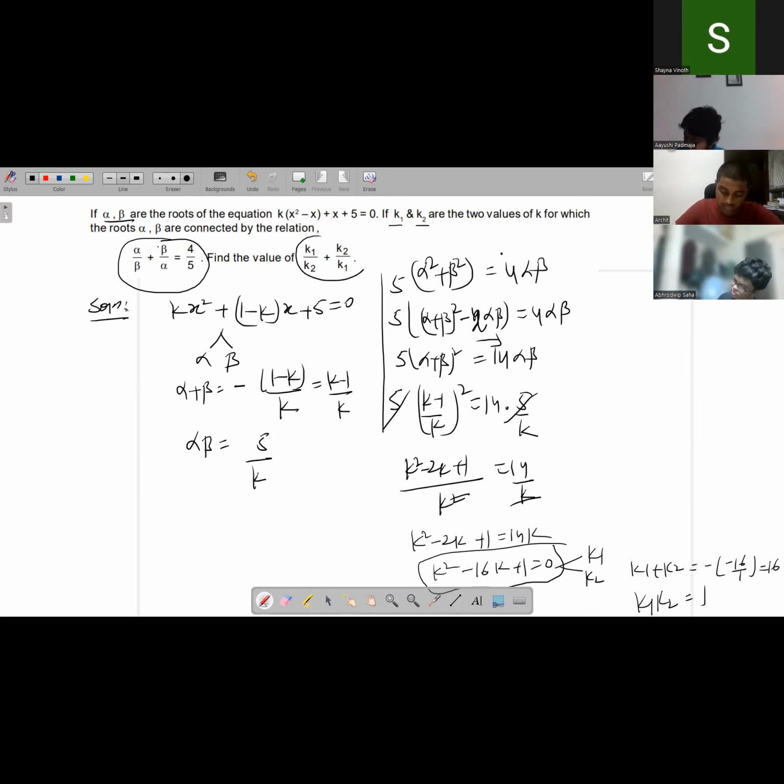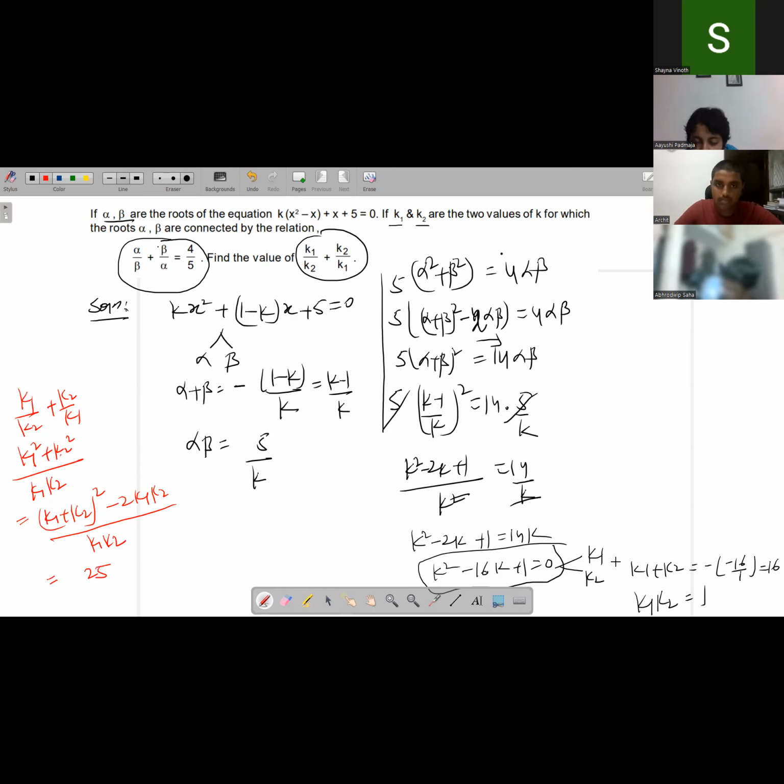Now again we have to find this value. Let's put here k1 by k2 plus k2 by k1. This is (k1 square plus k2 square) upon k1 into k2. So a square plus b square can be written as (a plus b) whole square minus 2ab, upon k1 into k2. k1 plus k2, you put the value here: 16 square, that is 256, minus 2 into k1 k2, 1 upon 1. That is 254.